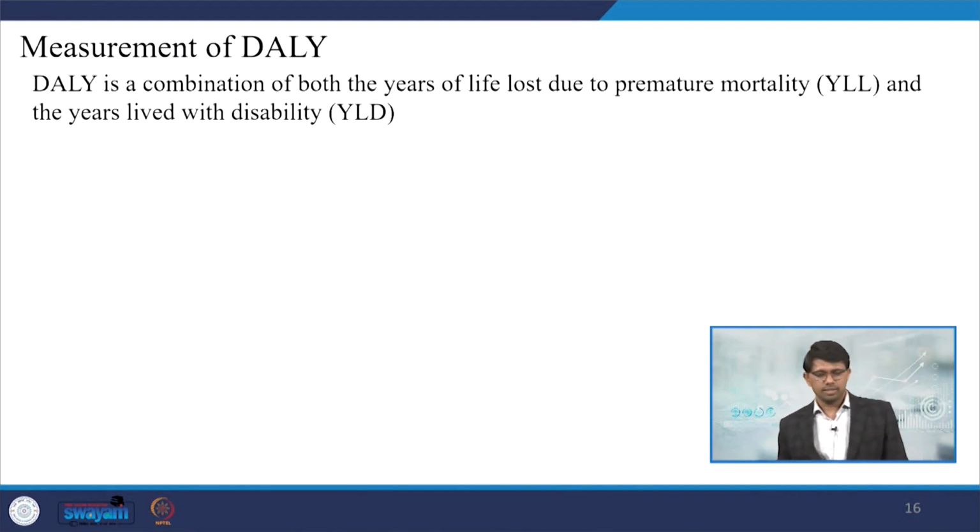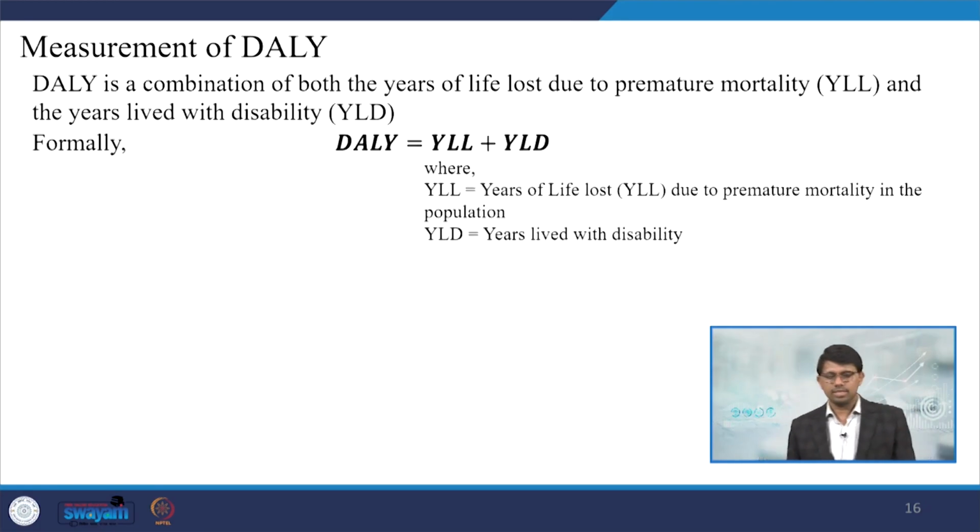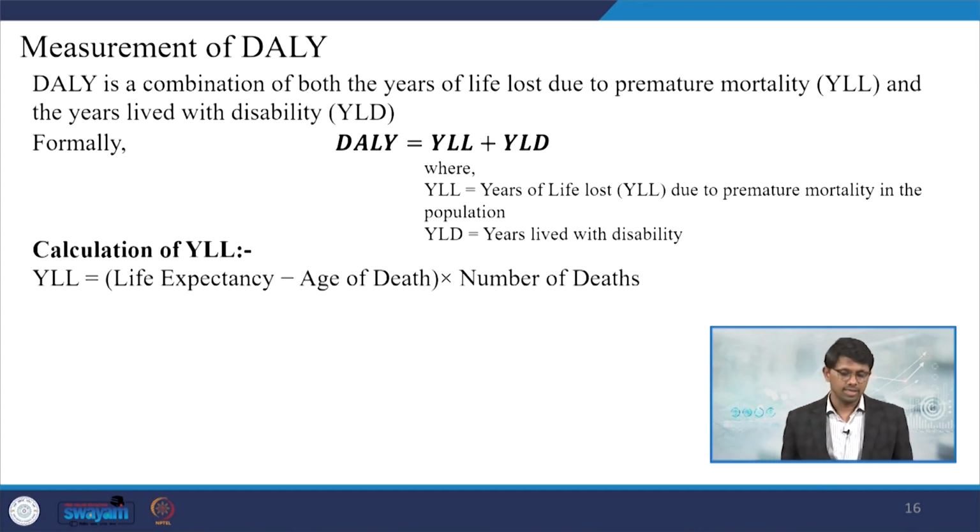The measurement of DALY is presented here. It is a combination of years of life lost due to premature mortality, called YLL, and years lived with disability, YLD. It is just the addition or sum of YLL and YLD, premature mortality and years lived with disability. When these two are added, we get the DALY value. YLL is years of life lost due to premature mortality in the population, and YLD is years lived with disability.